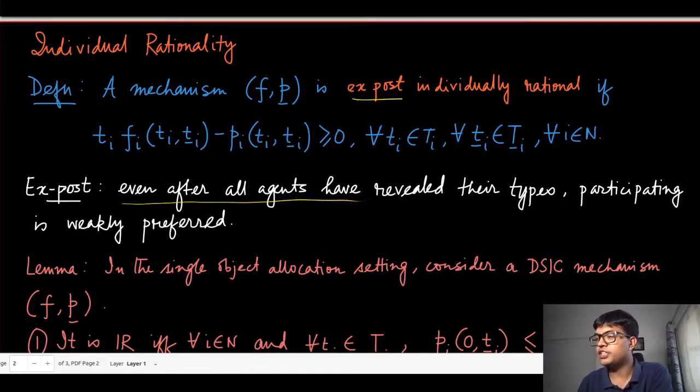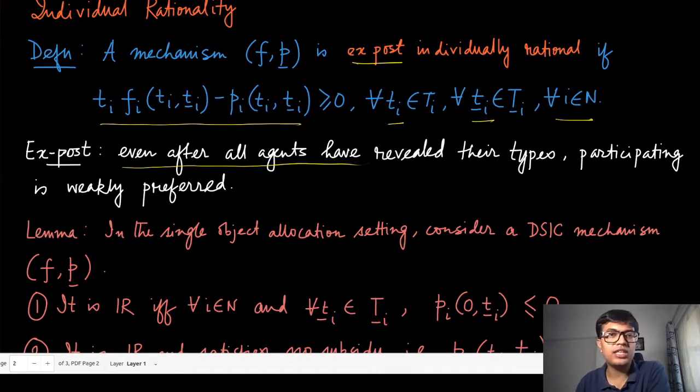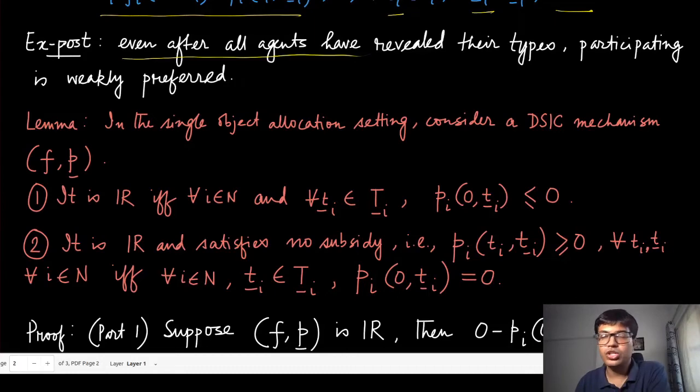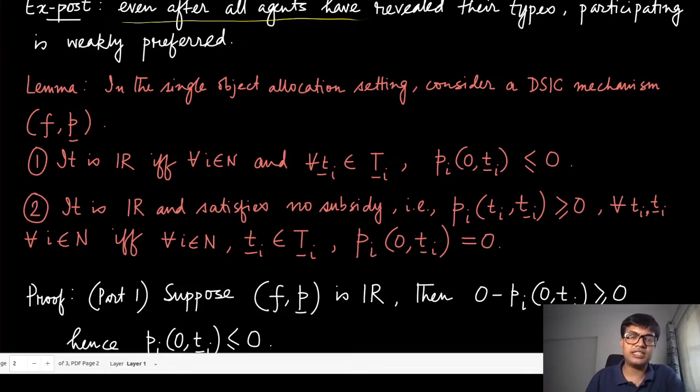So the definition is fairly simple. Your expected utility is going to be non-negative for every type of your own and the types of the other players, and this should hold for every player. So what are the implications of individual rationality on Myerson's characterization result that we have seen? Here is the lemma, which says formally: in the single object allocation setting, if we have a DSIC mechanism f comma p, then it is going to be individually rational if and only if the constant that we had in that integral formula is going to be non-positive.